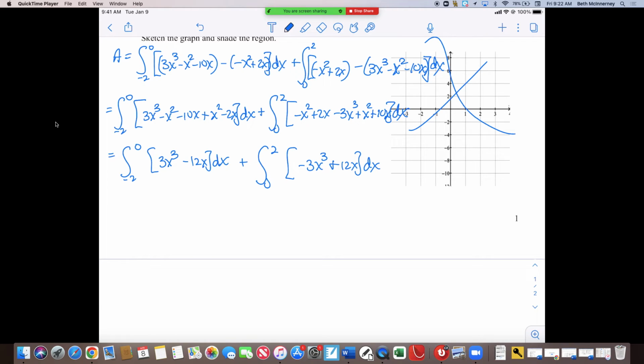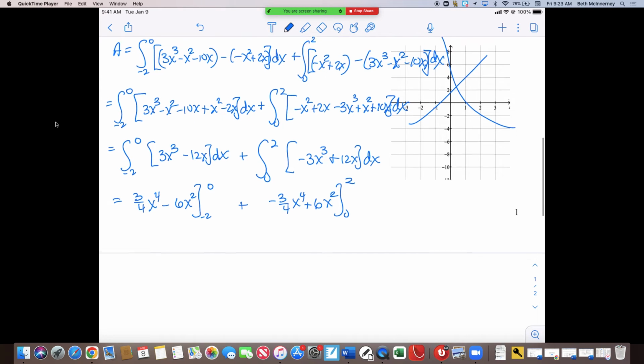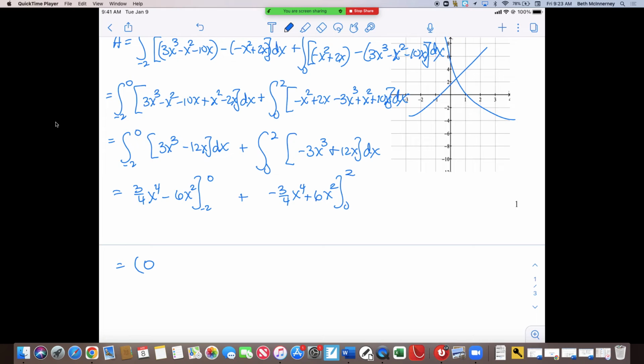All right, I'm going to go ahead and finish this one. So this will be what? 3/4 x to the 4th minus 6x squared from negative 2 to 0. Then I'll get negative 3/4 x to the 4th plus 6x squared from 0 to 2. So that whole first piece is 0 minus, be careful then, you'll get 3/4 times negative 2 to the 4th minus 6 times negative 2 squared, plus then negative 3/4 times 2 to the 4th plus 6 times 2 squared minus 0.